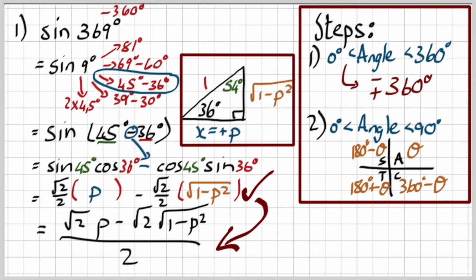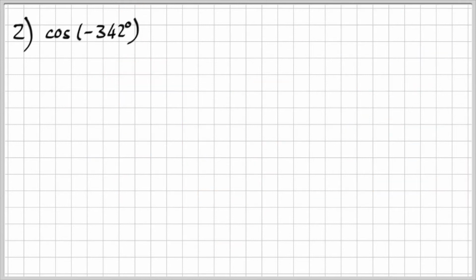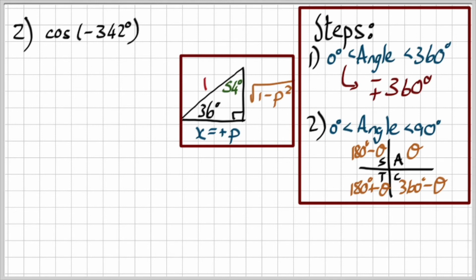Let's look at the second question. Cos of negative 342. Let's look at my steps. Is my angle between 0 and 360? Nope. So I've got it at 360, which now leads me towards 18.